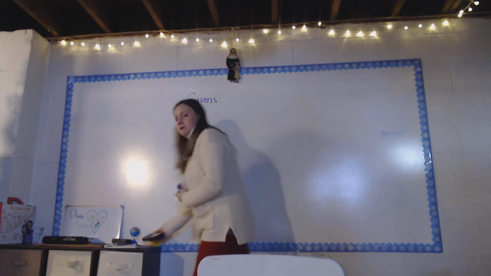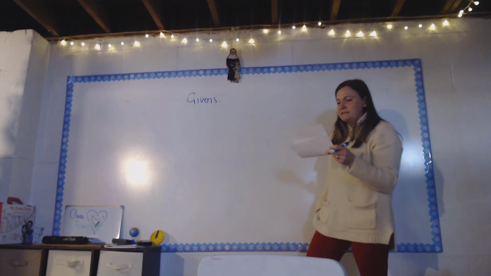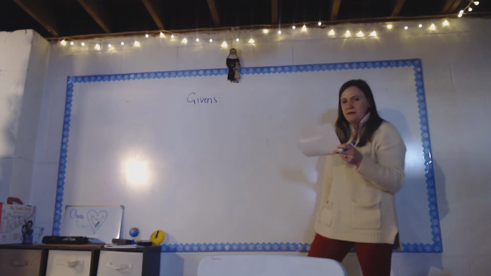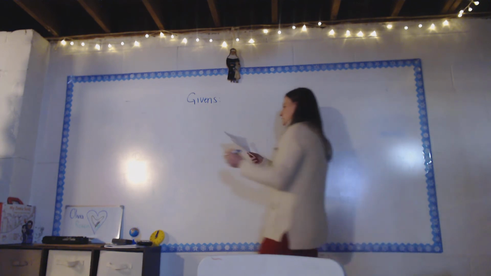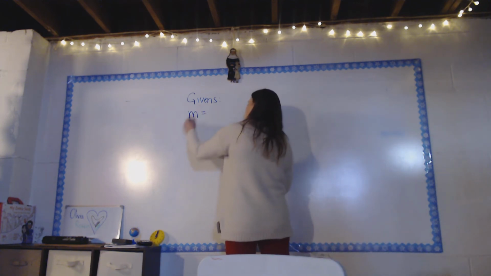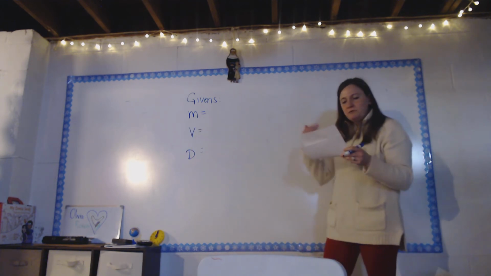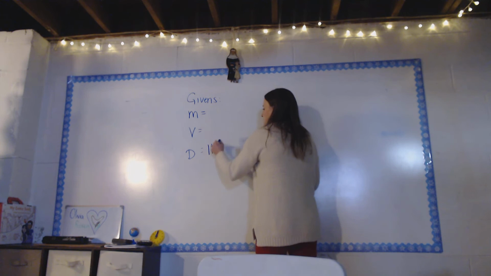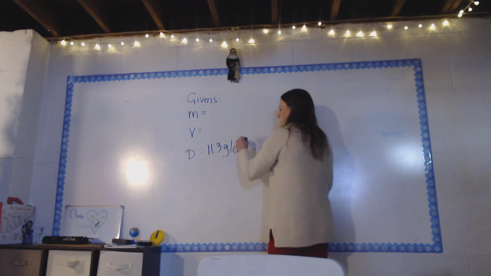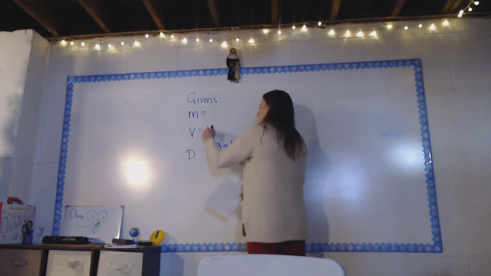Okay. So the second problem says a piece of metal has a density of 11.3 grams per centimeter cubed and a volume of 6.7 centimeters cubed. Find the mass. Okay, so if we write down our givens, our possibilities are mass, volume, and density. Those are the 3 variables you can have. So we'll reread the problem. A piece of metal has a density of 11.3 grams per centimeter cubed. Okay, so that's the density. And a volume of 6.7 centimeters cubed.